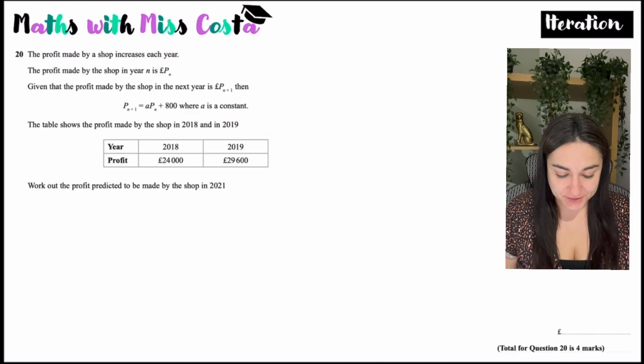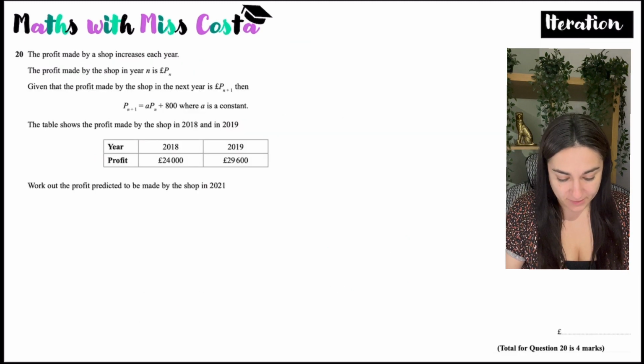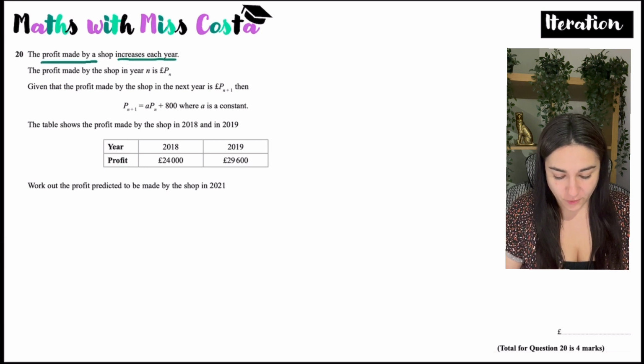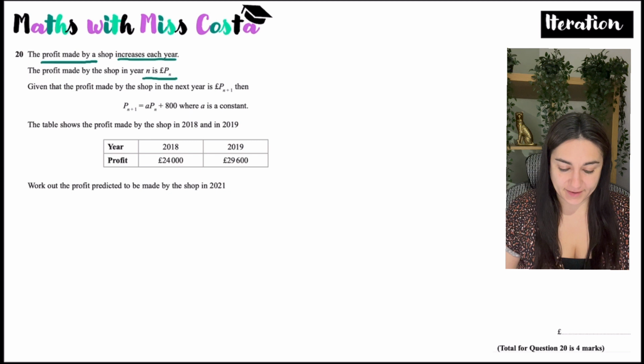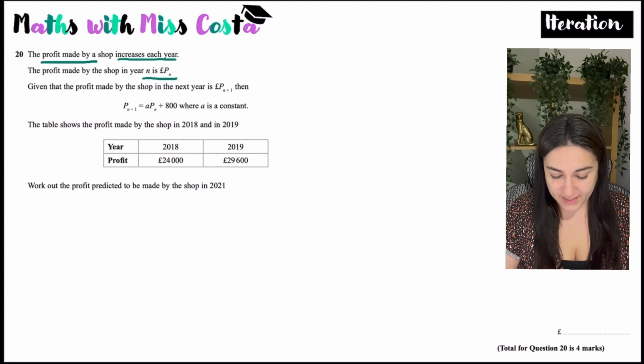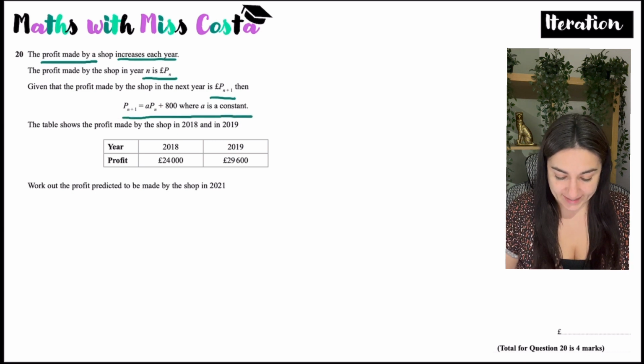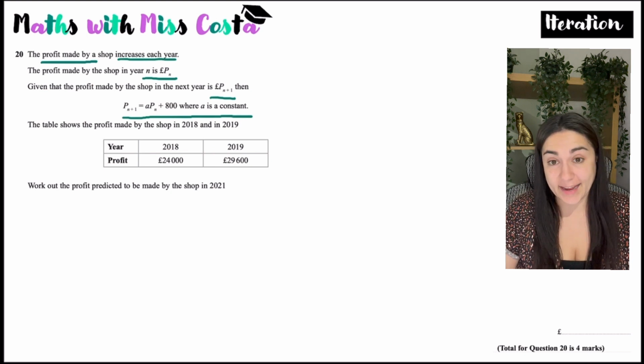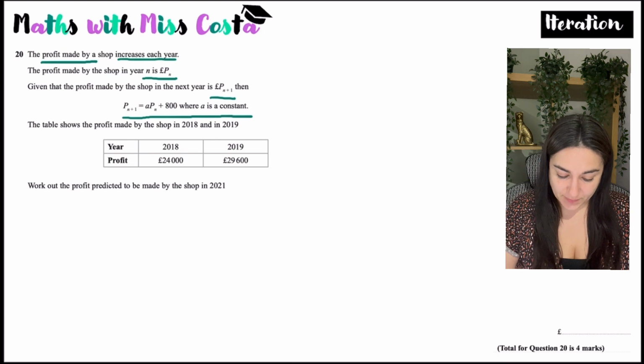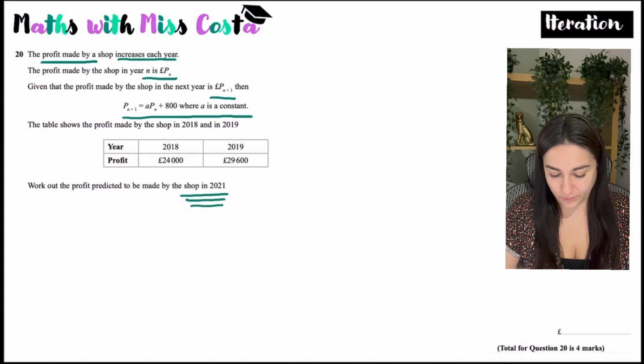Okay, so in this question, I'm told that the profit made by a shop increases each year. The profit made by the shop in year n is Pn. Given that the profit made by the shop in the next year is Pn plus 1, then Pn plus 1 equals A Pn plus 800, where A is a constant. The table shows the profit made by the shop in 2018 and 2019, and you are being asked to work out the profit predicted to be made in the shop in 2021.